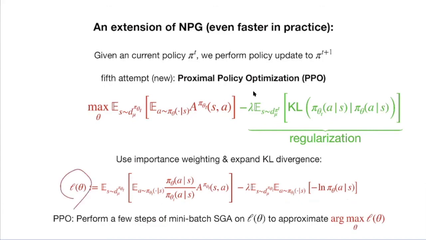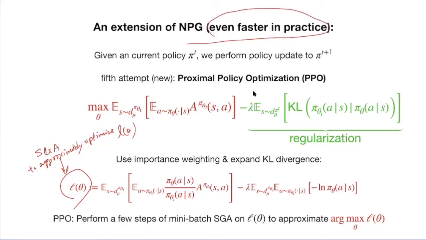So we have this function, and we use stochastic gradient ascent to approximately optimize L theta. So why do we need this? The Fisher information matrix from the previous algorithm was giving us the right steps to make for each gradient value. So this is an even faster implementation.